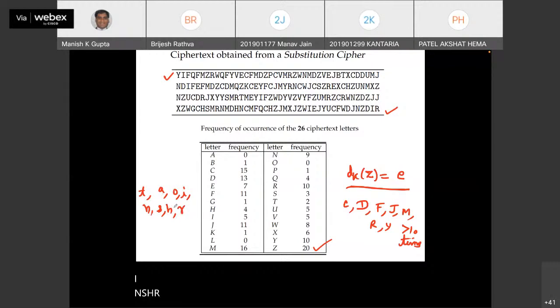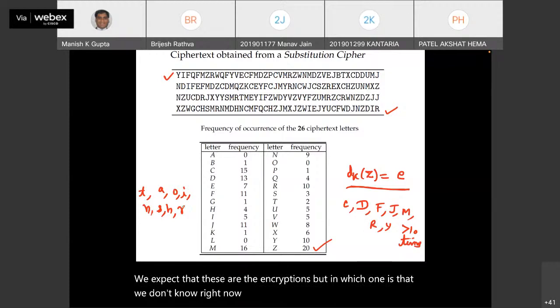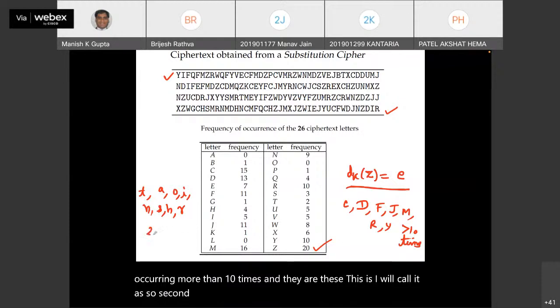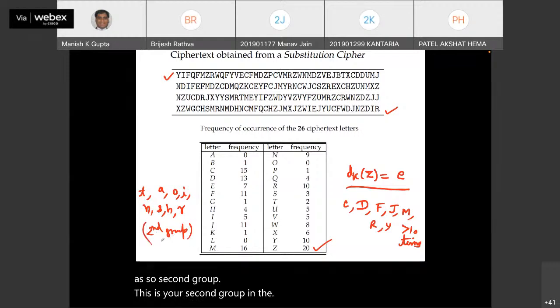Of course, we expect that these are the encryptions, but which one is what, we don't know right now. But these should correspond to something here, or at least a subset, right? Because they are occurring more than 10 times, and I will call this the second group in the statistical properties of English, the Pfeiffer table.